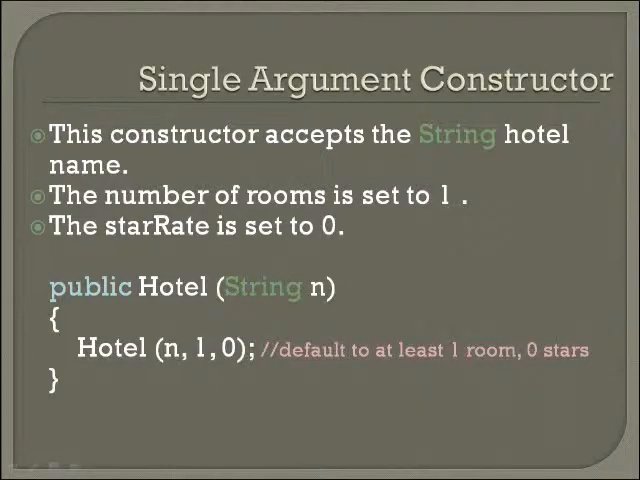This is an example of a single argument constructor. This constructor accepts the string hotel name. The number of rooms is set to 1 and the star rate is set to 0. In the example, we pass to the constructor Hotel the string n. It then calls the Hotel constructor, passing to it 1 and 0. The default is set to at least 1 room and 0 stars.